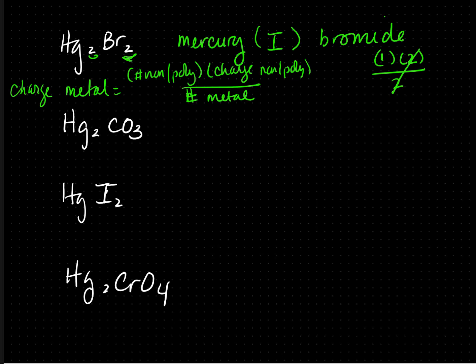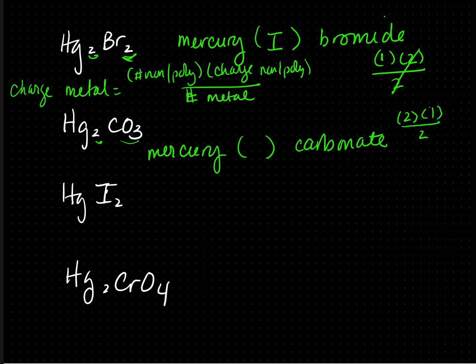Next one, mercury is a transition, so we write it. It takes a parentheses. CO3 is a polyatomic, carbonate. Charge of carbonate is 2. Since there is no parentheses, there is only one carbonate. And there are 2 mercuries. So charge of this is 1. So this is mercury 1.